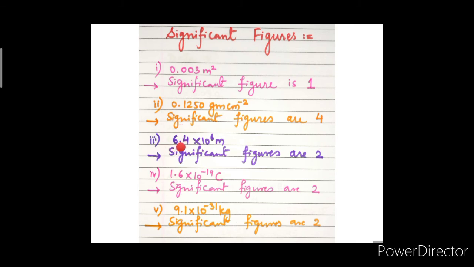Then in the next question, 6.4 into 10 raised to 6 meter. In this format, we have to just look at the number a, as it is given in the format a into 10 raised to n. So, for the a, here we have to follow the rules. 6 and 4, 2 digits are present, which are significant over here. So, the significant figures are 2.